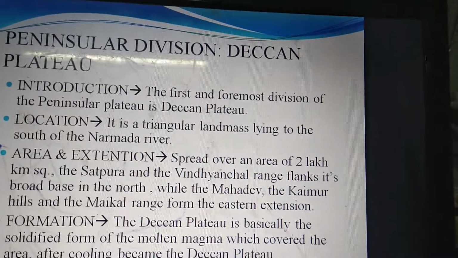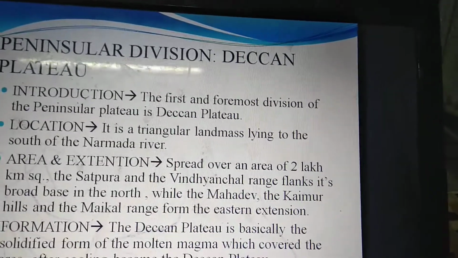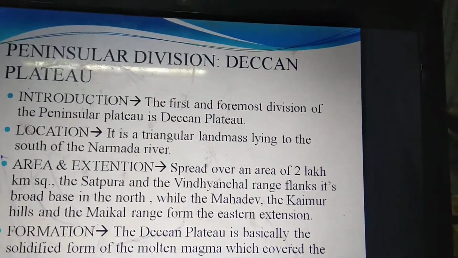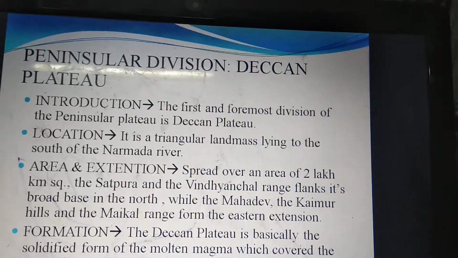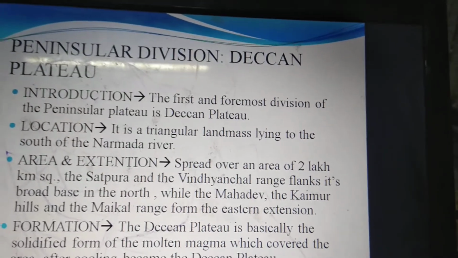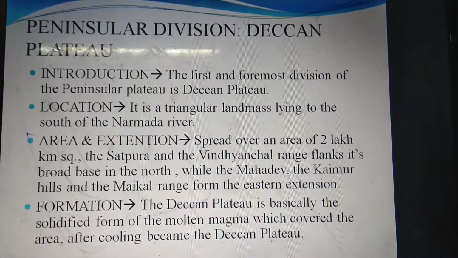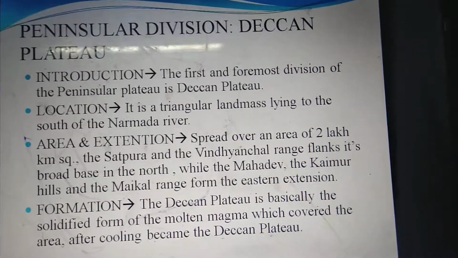The formation: the Deccan Plateau is basically a basaltic trough. Basaltic trough means it is a solidified form of molten magma, which, during the continental drift, due to volcanism, erupted in large amounts in this area, and after cooling it became the Deccan Plateau. Due to this reason it is also one of the oldest landmasses of the country.